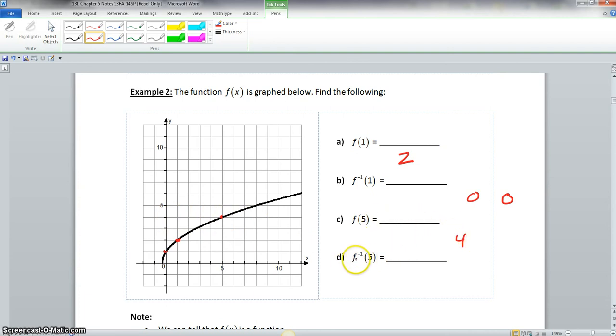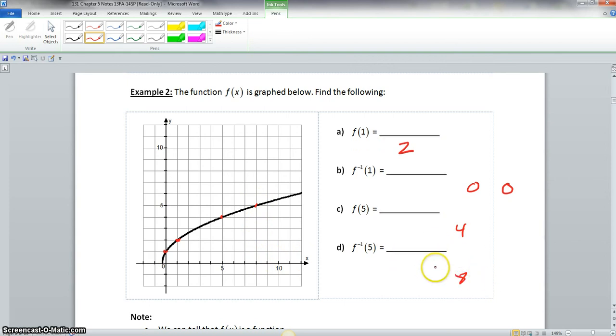Now we have the inverse of f of 5. So we would need to go where y is 5, and then we would go over to our x value. Now our x value here, we notice, is 8. So this answer for D here is 8. And sorry for the shifting, but you know this 8 goes with D, 4 goes with C, 0 goes with B, and 2 goes with A.